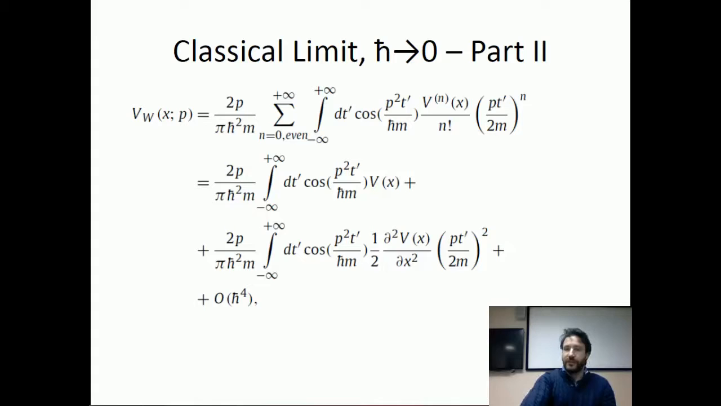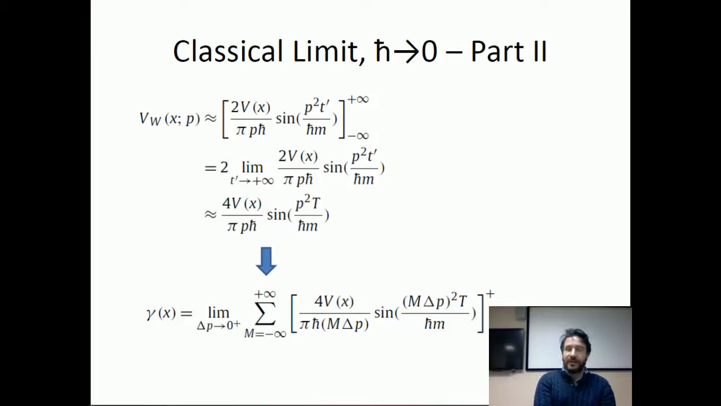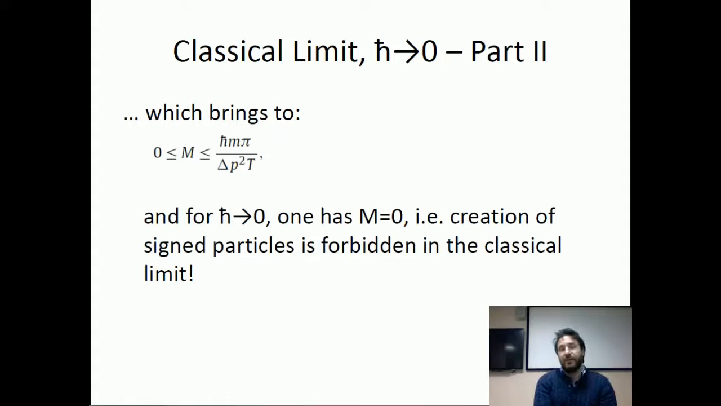This is exactly what we do here. So we eventually keep only the first term of the series, and what we get is approximately what you see on the first formula on the screen here. And because of this, your gamma function will be the limit you see on the bottom of the screen, where the plus sign that you see there stands for the positive part of the argument between the square brackets. So if we take the positive part of this thing, this would bring us to say that this integer m here would have to be in the range between 0 and this expression you see on the screen here. But then it becomes pretty natural that for h bar tending to 0, this would be equivalent to say that m is 0, which is at the end equivalent to say that the creation of sine particles is forbidden in the classical limit, which is exactly what you would expect.